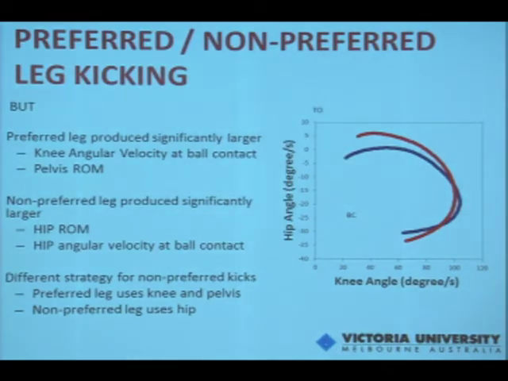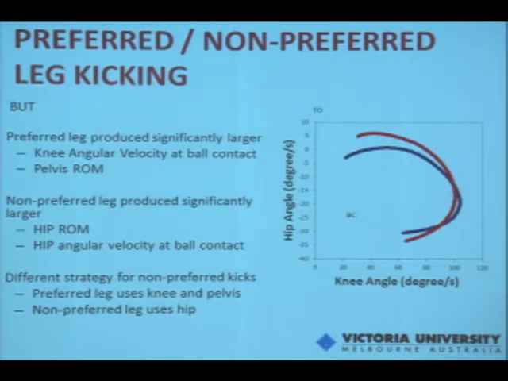But it was a very different overall pattern. The preferred leg produced significantly larger knee angular velocity at ball contact and a significantly larger pelvis range of motion from toe off to ball contact. The non-preferred leg actually produced more hip range of motion and greater hip angular velocity at ball contact. So very different areas of control, different ways they were doing it.